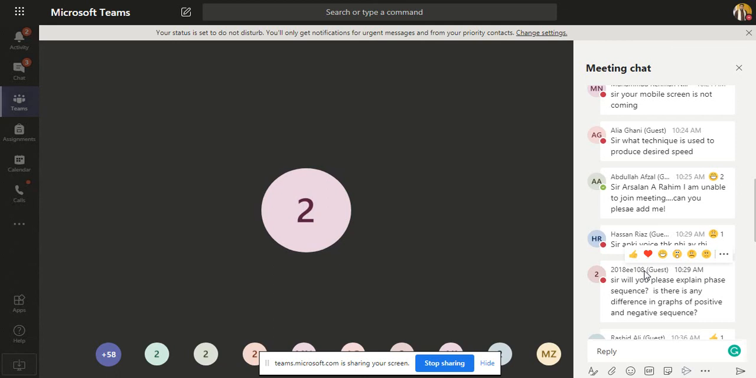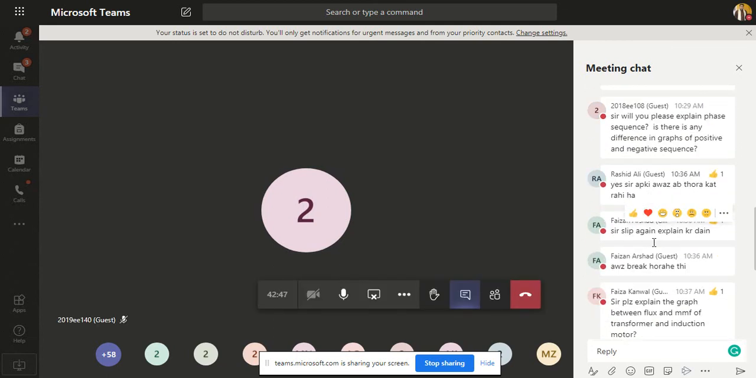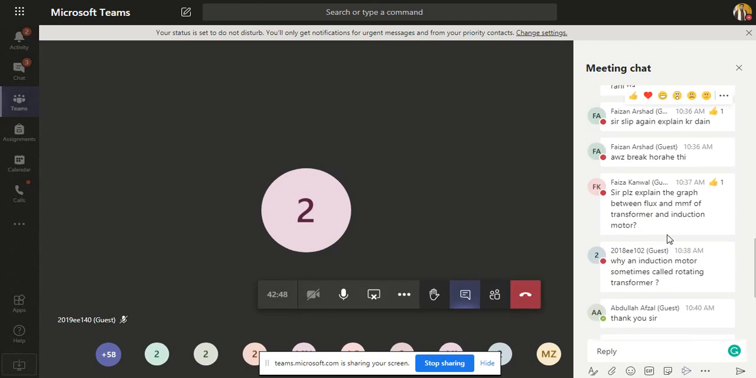uses the synchronous motor. And the Toyota Prius uses the BLDC, brushless DC motor. So they are different machines with different categories, and they have different speeds. Certainly every manufacturer is trying to increase the speed. Okay, beta Kaval, please explain the graph between the flux and MMF of transformer and induction motor.